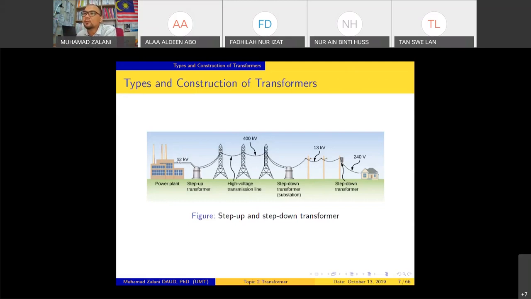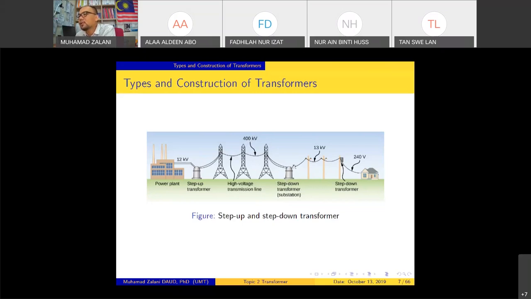So basically from 12 kilovolts, we step up the voltage up to 400 kilovolts to transfer over long distance using the transmission lines here. And then after we reach a particular transmission substation, we can use the step down transformer.